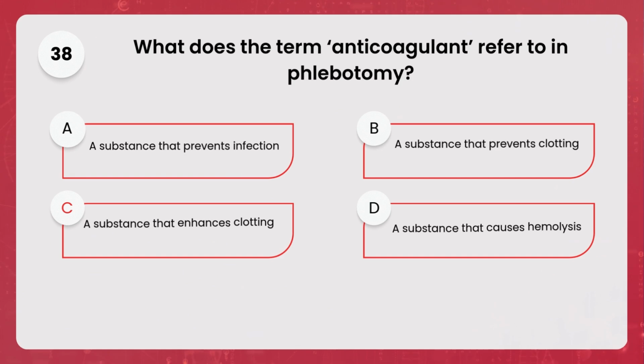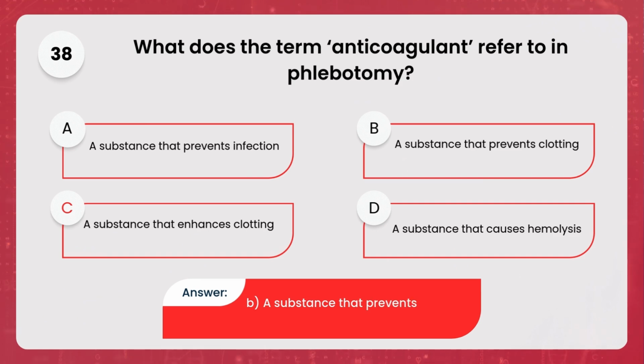Number 38. What does the term anticoagulant refer to in phlebotomy? A. A substance that prevents infection. B. A substance that prevents clotting. C. A substance that enhances clotting. Or D. A substance that enhances hemolysis. The answer is B. A substance that prevents clotting.